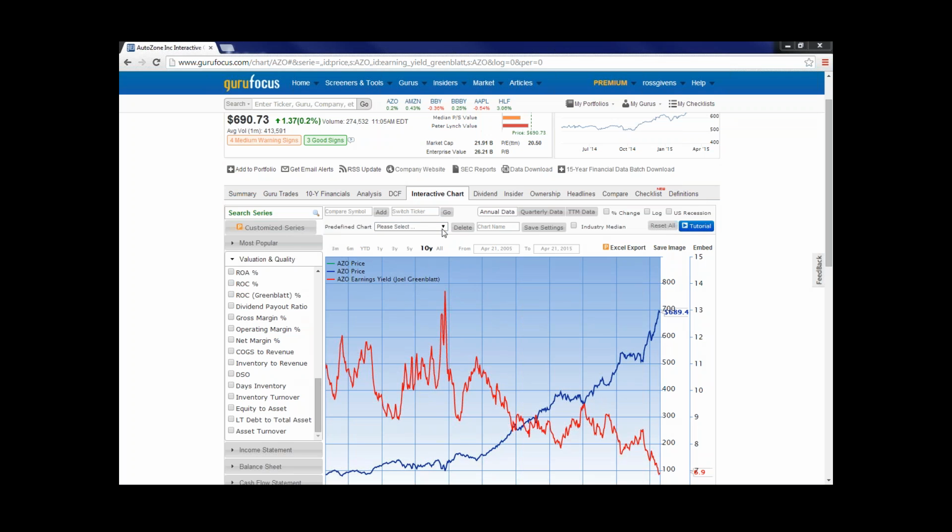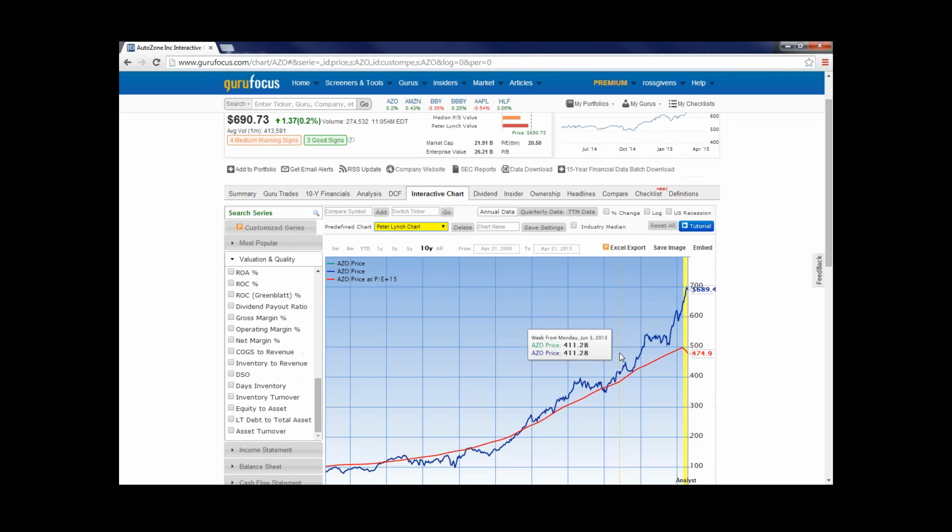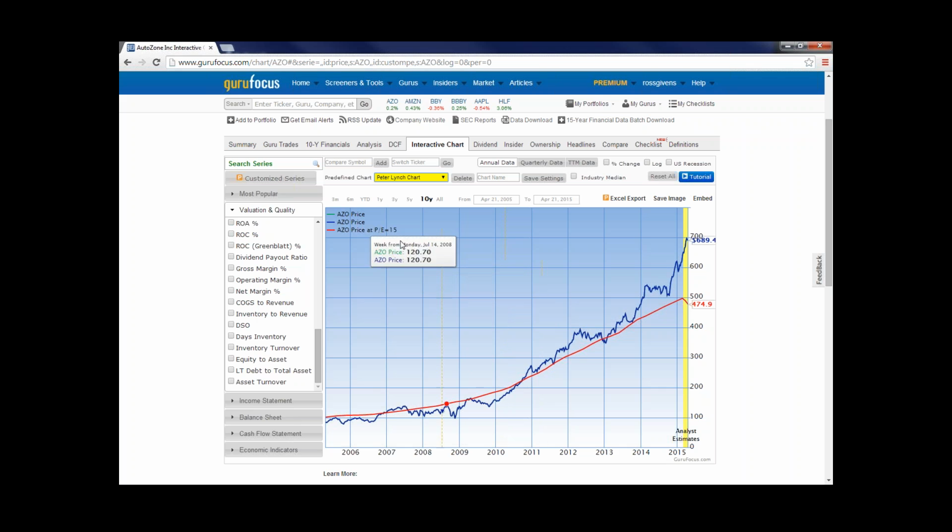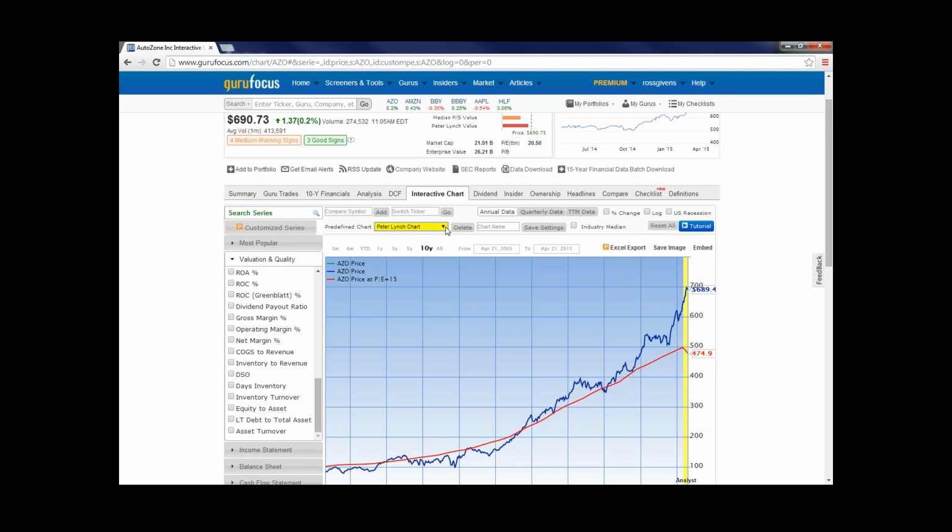So if we drop down this menu, there are several already in here. One is the Peter Lynch chart. This one is fairly simple. It's one of the most popular as well. It is simply the price of the stock at a PE of 15. We've been looking at this a lot, and it includes the analyst expectations as well.